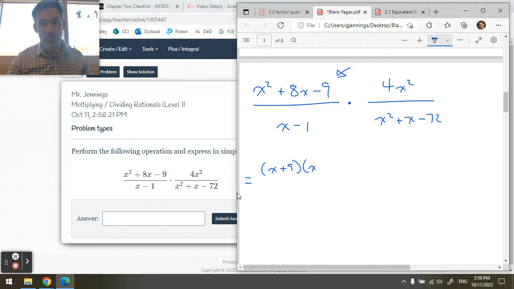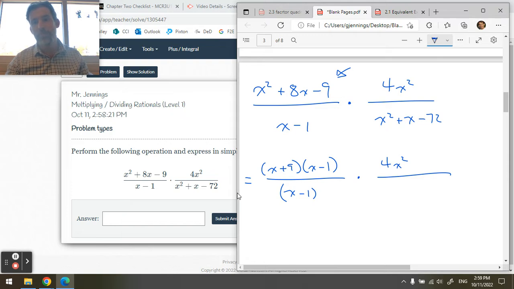So that's going to factor into x plus 9 times x minus 1. I looked for two numbers that multiply to negative 9 and add to positive 8, and those are them, divided by x minus 1. Well, there's a factor that will cancel out. Multiplied by 4x squared, all divided by x squared plus x minus 72.